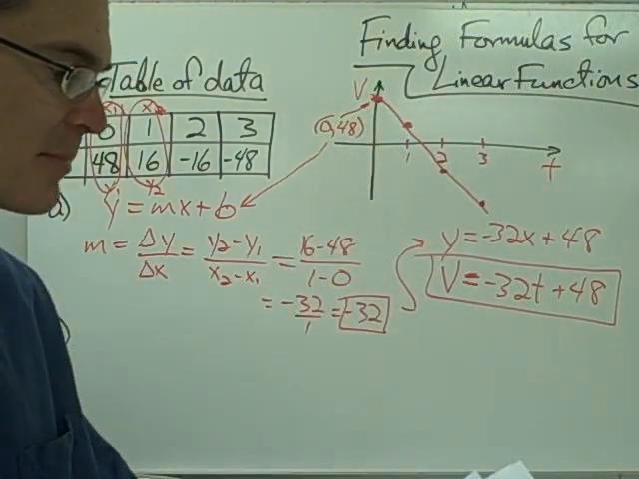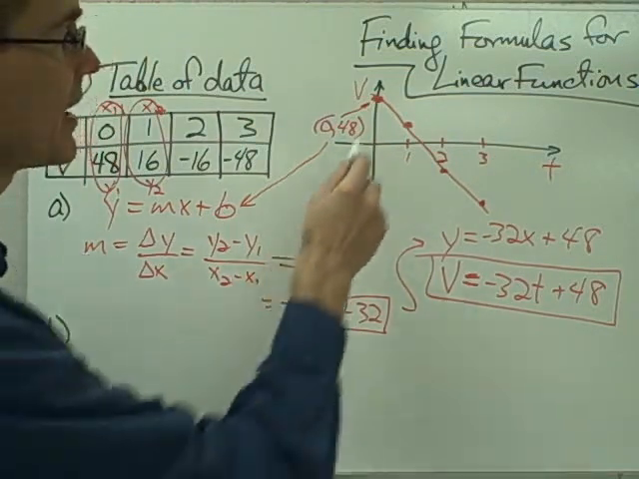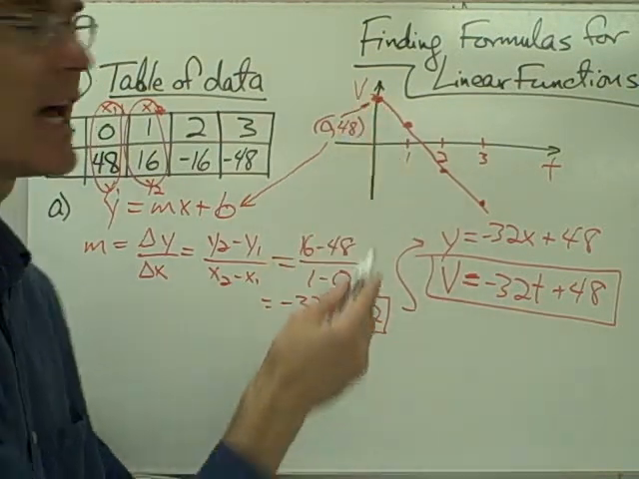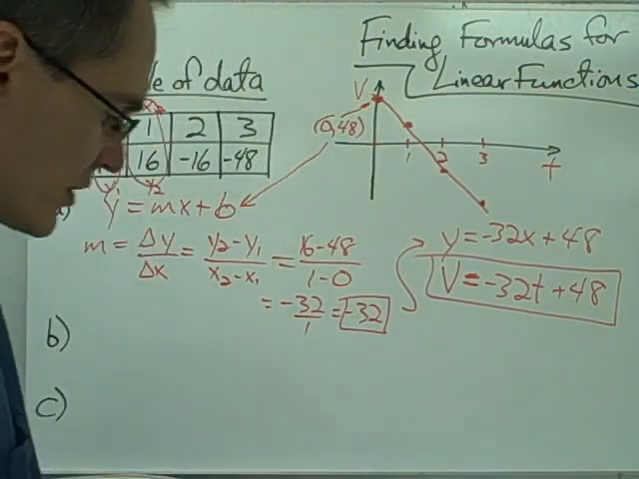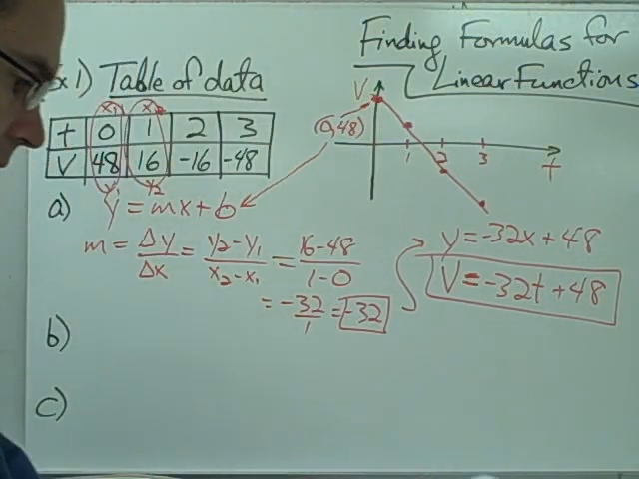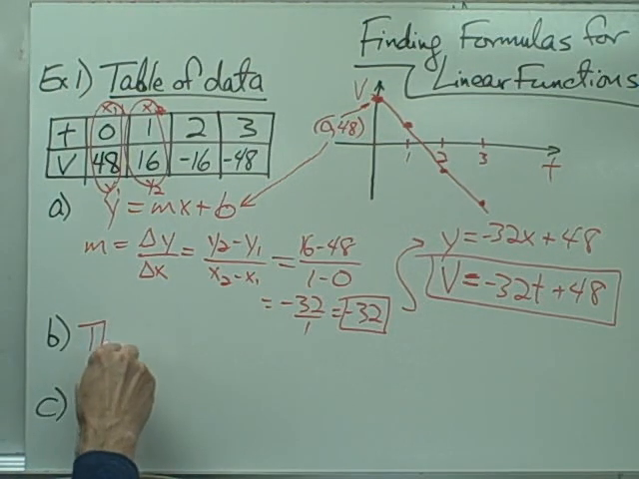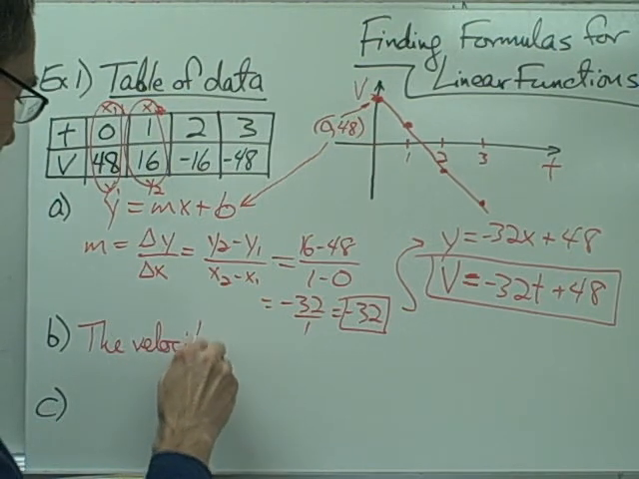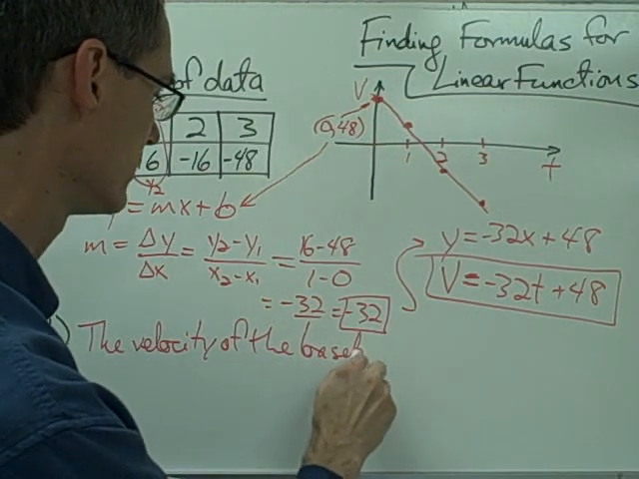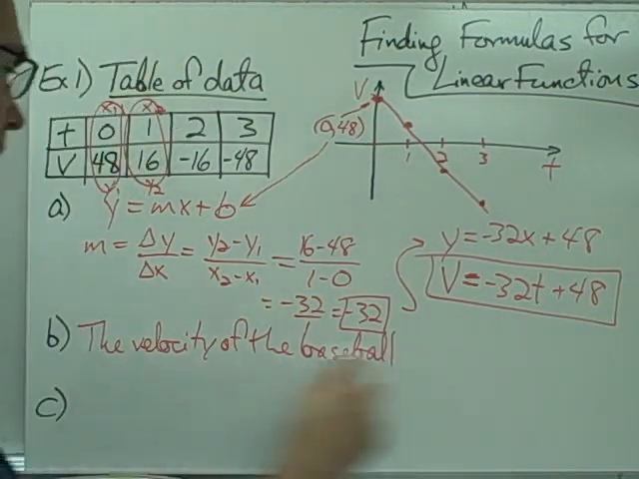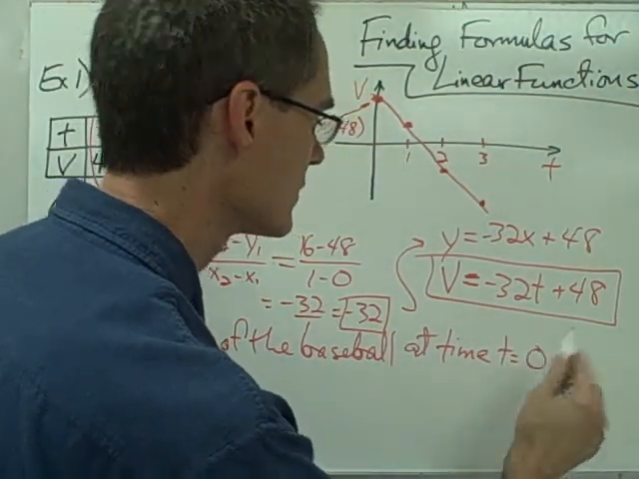So what this tells me about the baseball is that at time t equals 0, when I first throw the baseball up in the air, the velocity, its initial velocity, is 48, and that I believe is in feet per second. So essentially this tells me the velocity of the baseball, let's say, at time t equals 0.